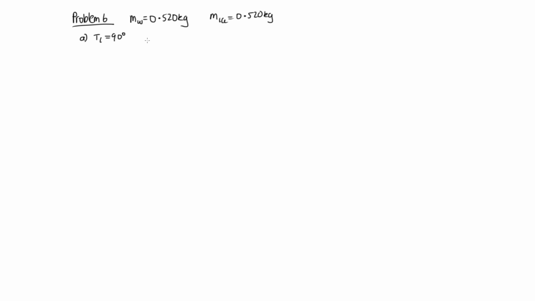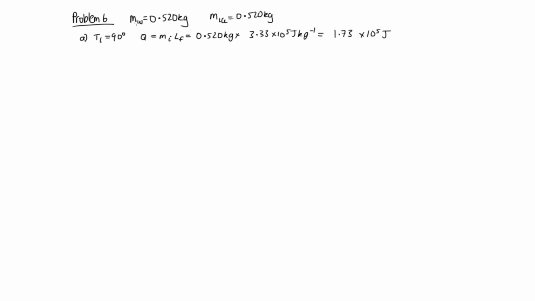Okay, so let's start by calculating how much energy we need to melt all this ice. Then if we have that much energy, we know it's all going to melt. So the Q needed to melt the ice is given by the mass of ice times the latent heat of fusion. The mass of ice is equal to 0.520 kilograms, and the latent heat of fusion is equal to 3.33 times 10 to the 5 joules per kilogram. Solving this on the calculator, we get 1.73 times 10 to the 5 joules. So this is how much energy we need to melt all that ice.